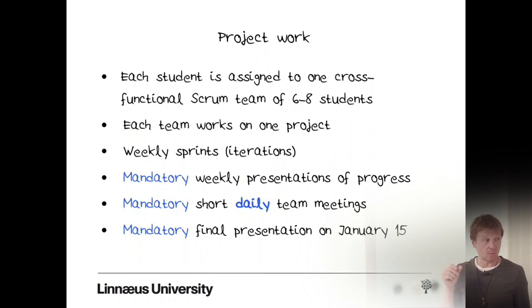So each team works on one project. You're all going to work on the same project, I think, right? But in parallel. You might get different directives from Lasse, who's going to be the one responsible for driving what you're building, but you're the ones responsible for building it. As I said, weekly sprints, as the iterations are called in Scrum lingo. And there are mandatory weekly presentations of progress. There's just no way around this, and you'll see this once it starts, right? That is how it works.